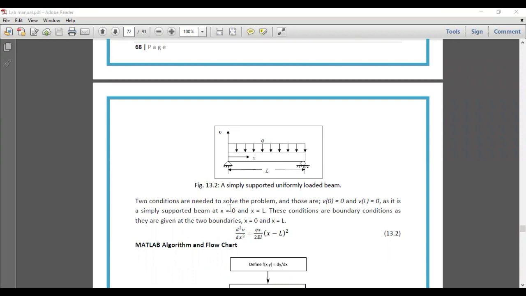And in this case, we will be given two conditions. One is V at 0 is equal to 0, and the other one is V at L is equal to 0, right? At this point, the deflection will also be equal to 0. So we are given two boundary conditions.